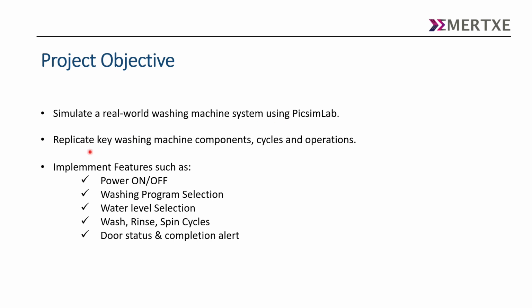So we need to replicate the washing machine components, cycles, and operations here. We need to include features like power on/off, washing machine program selection, water level selection, wash, rinse and spin cycles, door status and completion of it. So this is the objective. We need to mimic the real world washing machine system using PicsimLab. That is the main objective here.